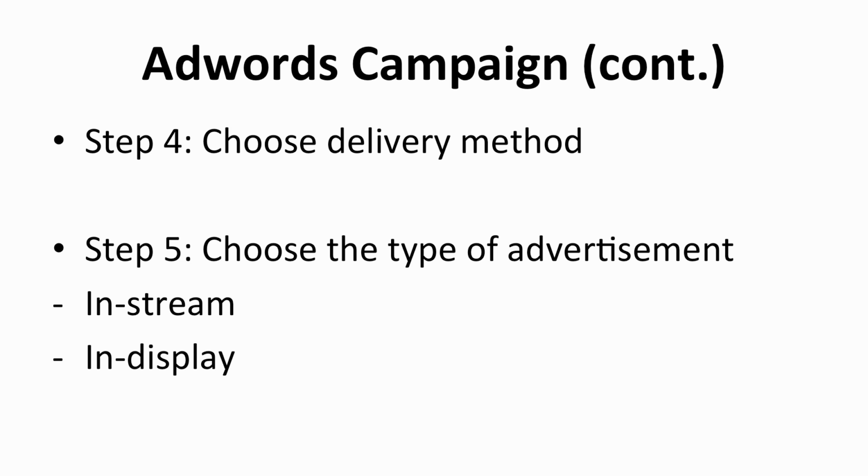The in-stream video ad plays before another video on YouTube videos. Viewers can choose to skip your ad after a few seconds. You pay only if a viewer watches for 30 seconds or to the end of the ad, whichever comes first.